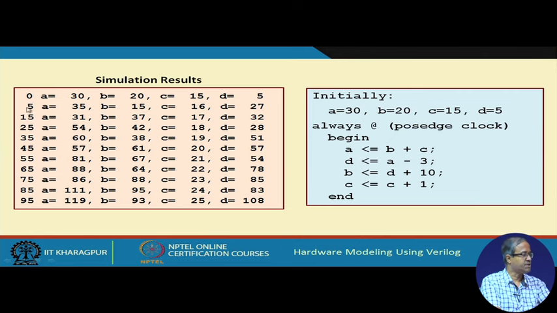Now, the next clock positive edge will come after the time period of 10. So, the next change will happen at 15. Again you do this with these new values: B plus C, 15 plus 16, is 31; A minus 3 is 32; D plus 10 is 37; C plus 1 is 17. You see all these values are assigned in parallel: 31, 37, 17, 32, and this repeats up to time 100. 95 is the last clock edge before 100, so the last change will take place at 95. This is how the simulation result shows.